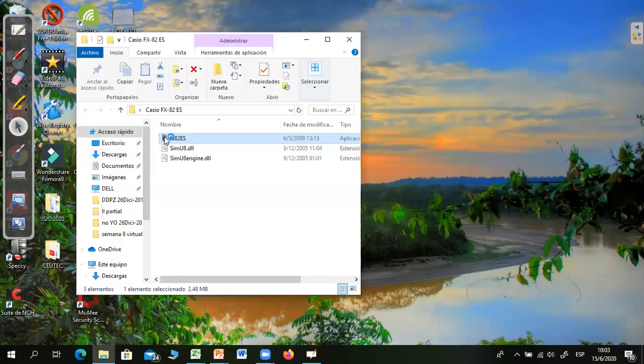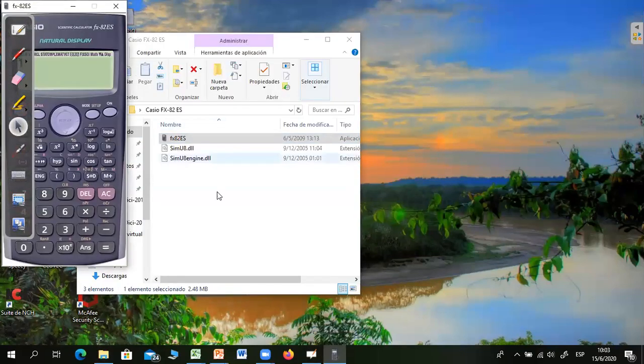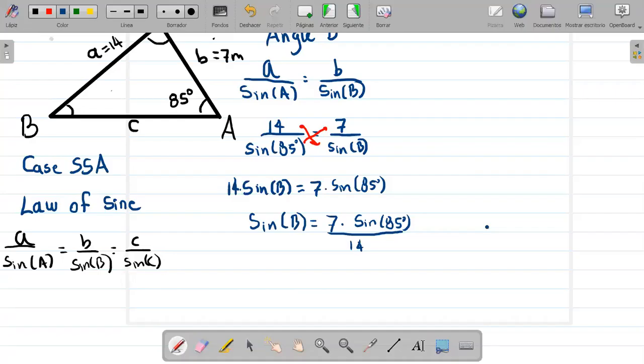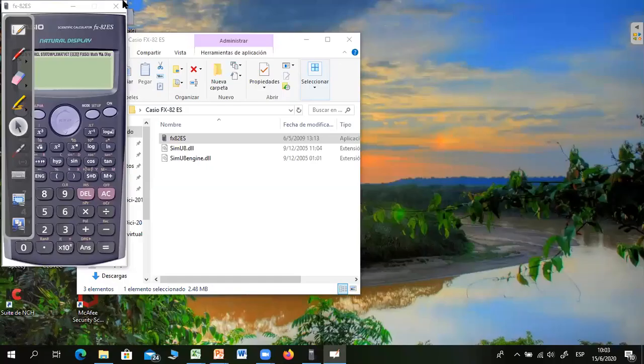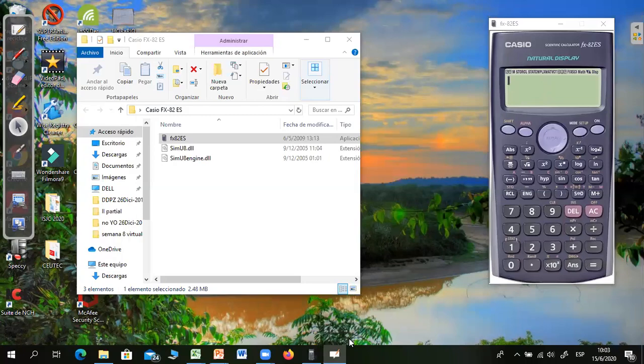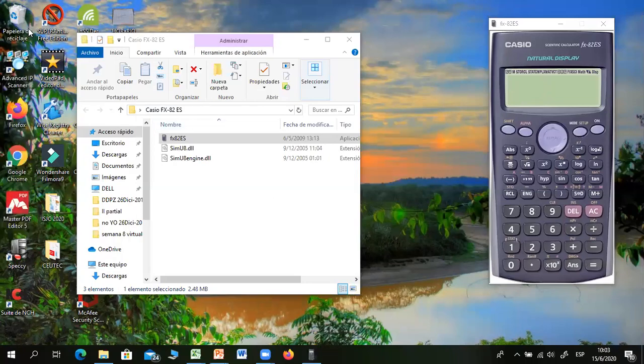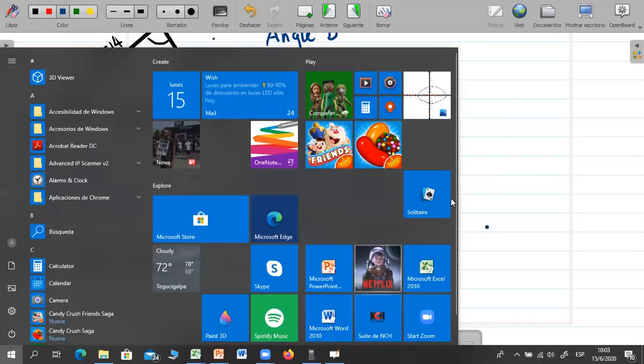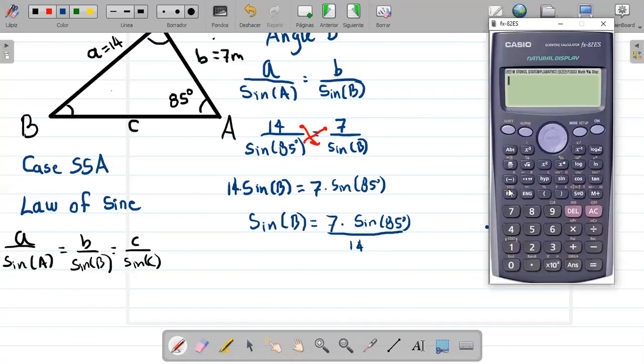We have to work with all those decimals. That's why we're going to apply the ANS trick, if you remember. It's going to be useful. So we have to get 7 times sine of 85. I totally agree with your answer. I'm not saying that's wrong. It's correct: 0.49 and many more decimals.